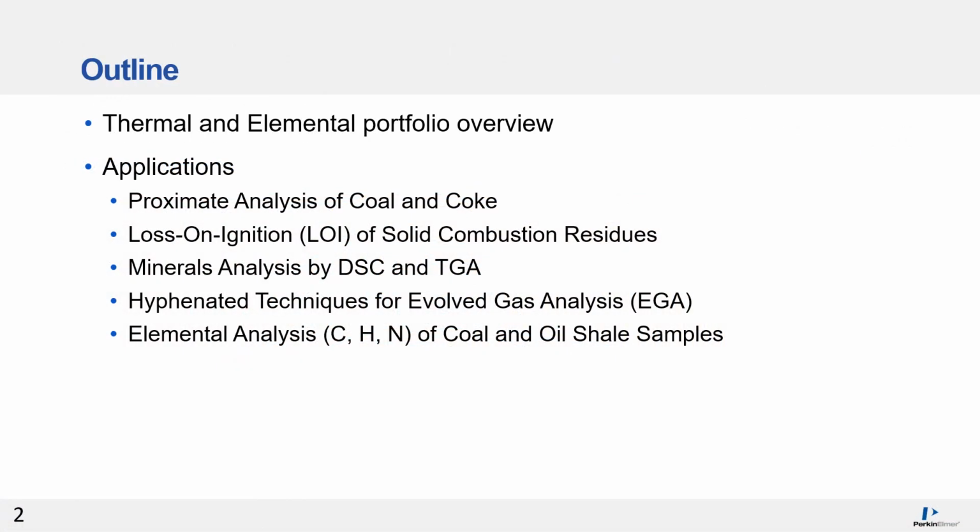Here's a brief outline of what we will cover today. It will include both the thermal and elemental portfolio overview of what PerkinElmer offers. We will then cover some applications including proximate analysis of coal and coke, loss on ignition for solid combustion residues, mineral and clay analysis with DSC and TGA, and then we'll cover some hyphenated techniques for evolved gas analysis. Finally, we'll cover the ultimate analysis of elemental analysis, which will cover CHN of coal and oil shale samples.